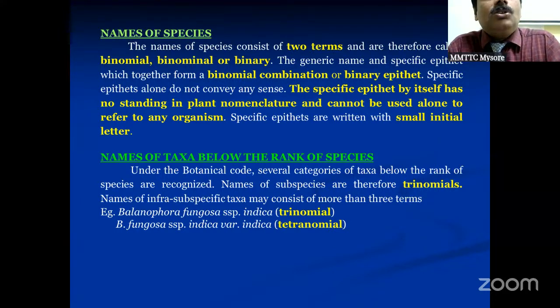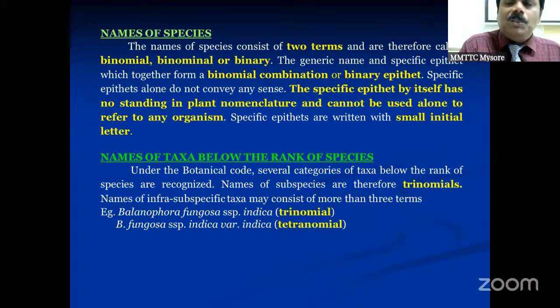Specific epithets alone do not convey any sense. It's nonsense. If you write a specific epithet alone, it does not convey anything, like an orphan whose whereabouts we don't know. Unless there is a generic epithet, the specific epithet will not have any role. That is very important. The specific epithet by itself has no standing in plant nomenclature and cannot be used alone to refer to any organism. This should be the right practice.